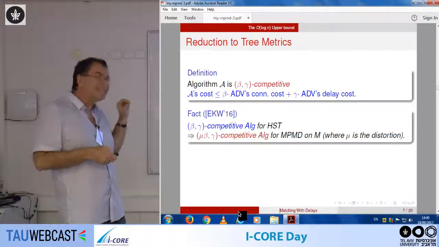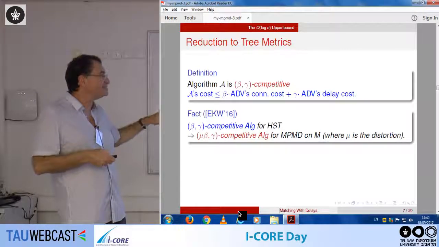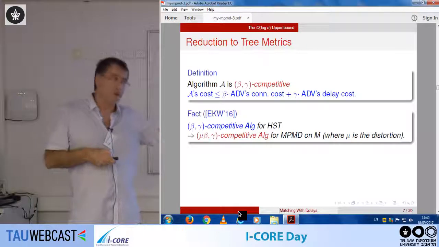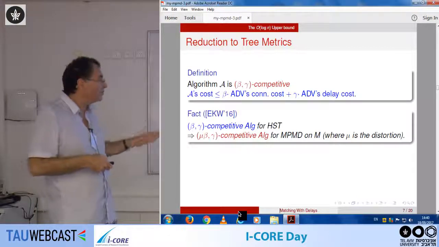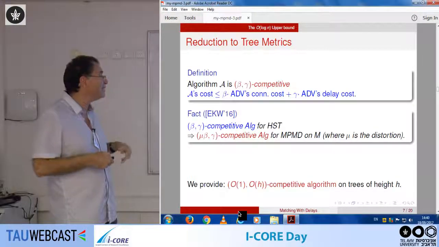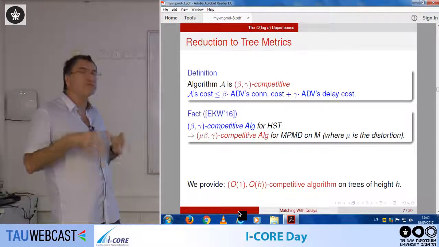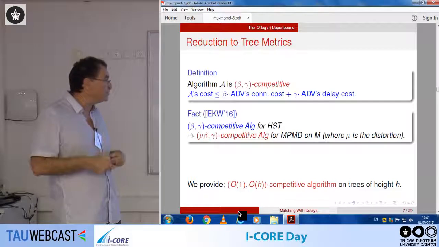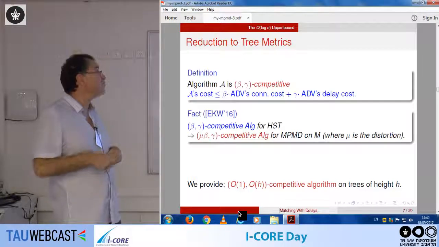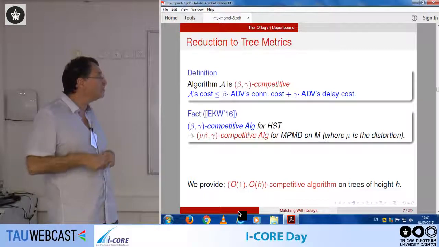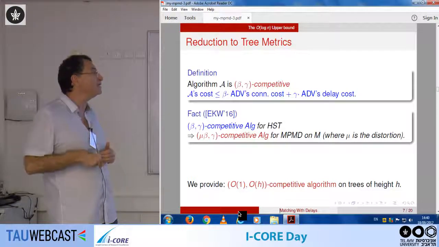And this is slightly more refined, but it doesn't matter. If you don't use refinement, instead of log n, you will get log square n. Of course, we want to get log n, so we need to use this refinement. And in particular, our main result is a deterministic algorithm which is constant competitive for trees of height h, constant competitive in terms of the connection cost, and h competitive in terms of the delay.